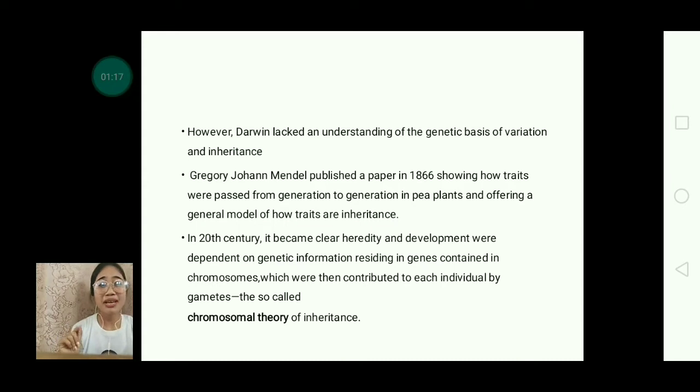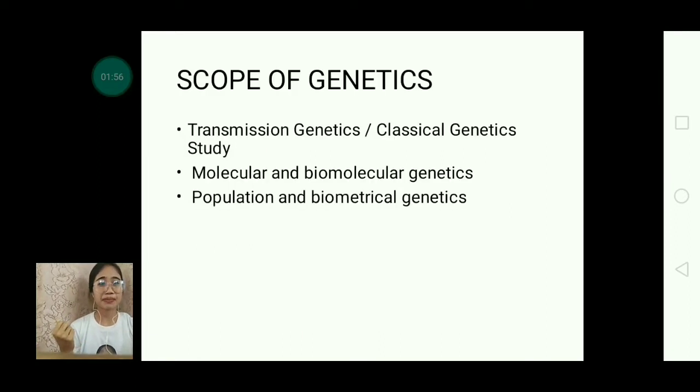So Gregor Johann Mendel published a paper in 1866 showing how traits were passed from generation to generation in pea plants and offering a general model of how traits are inherited. So in the 20th century, it became clear that heredity and development were dependent on genetic information residing in genes contained in chromosomes, which were contributed to each individual by gametes, the so-called chromosomal theory of inheritance.